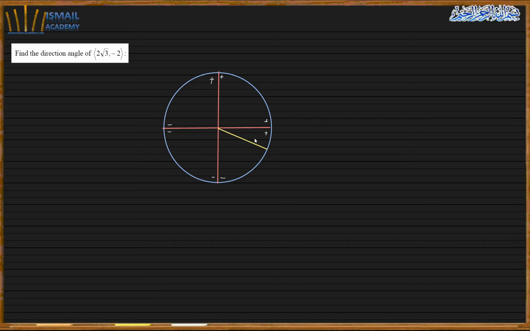I know it's a negative angle. So I need to find out what the angle is. To do so, I use tangent. Tangent is always y over x. So the tangent of that angle is y over x, and I know that y over x is minus 2 over 2 square root of 3, which is minus square root of 3 over 3. Which angle gives square root of 3 over 3? It's 30 degrees or pi over 6. But here it's minus, so it's going to be minus 30, equal to minus square root of 3 over 3, sorry.